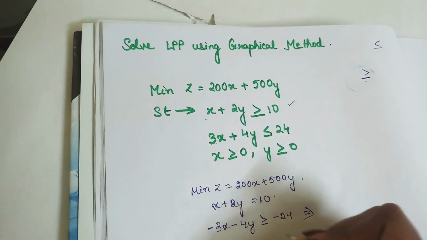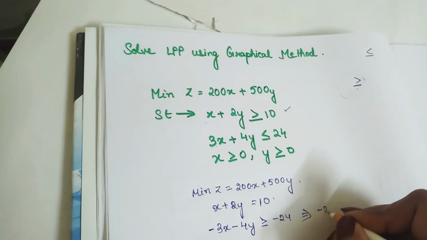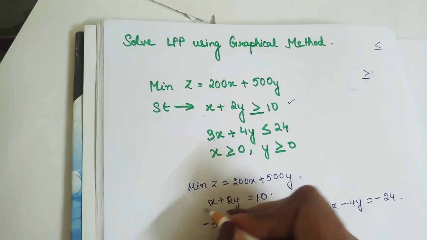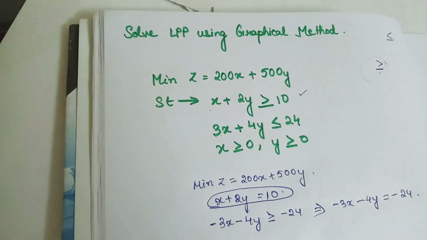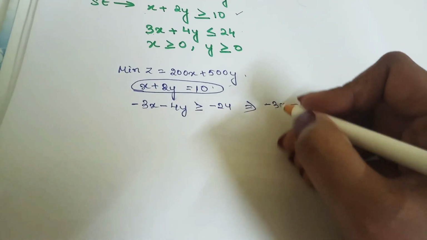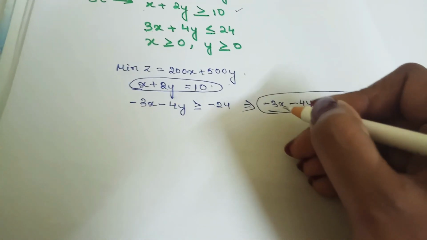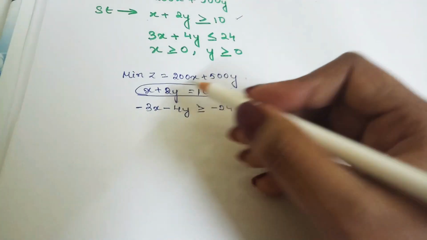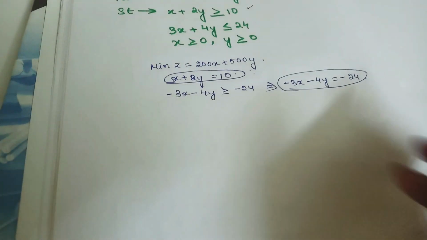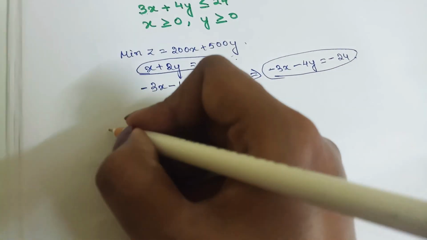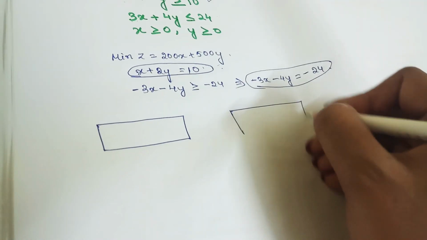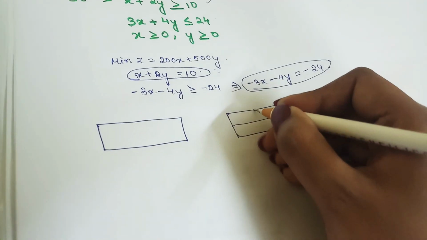Now I'm going to change this inequality into equality. How should I do it? Minus 3x minus 4y equal to minus 24. So my equations or the constraints are this one, and the second one is this one. Now the next step is I'm going to find the value of x and y individually for each constraint. So let me make two rectangular boxes. This is for the first one, this one is for the second constraint.